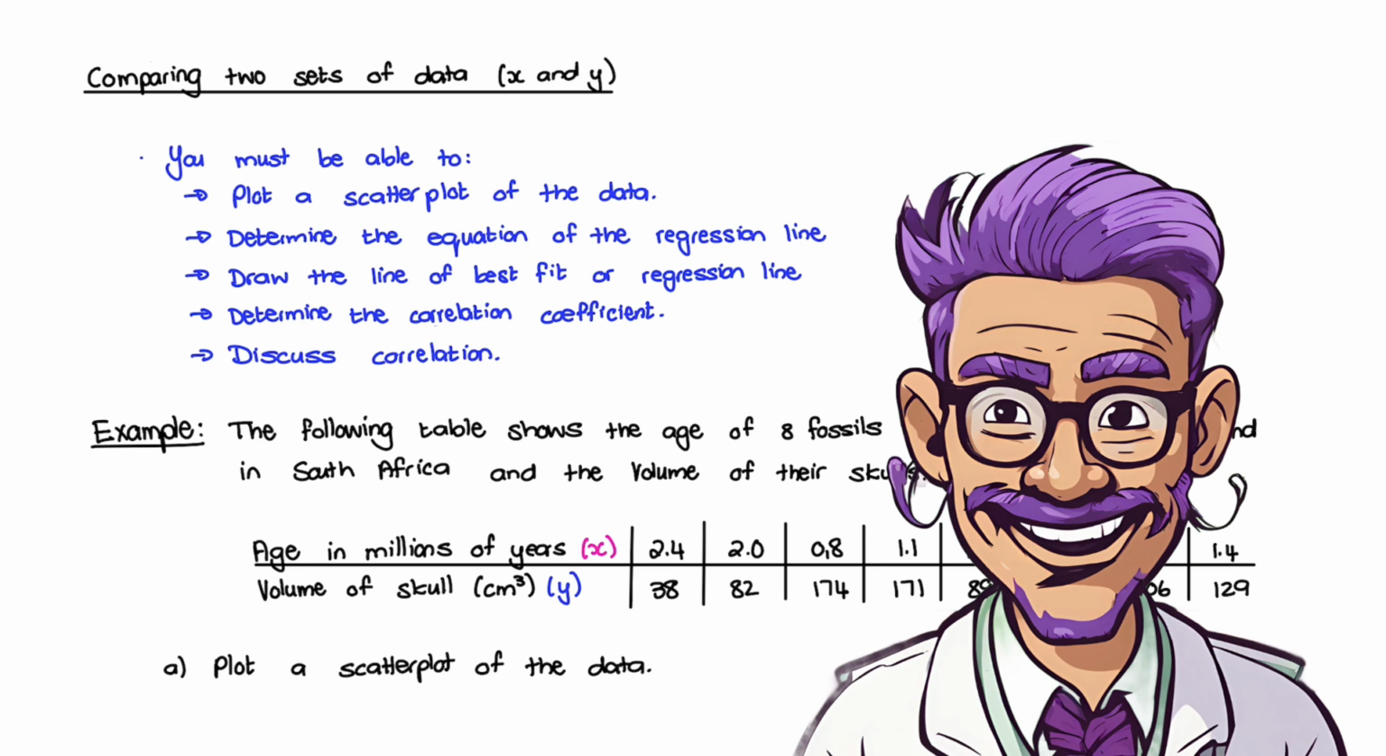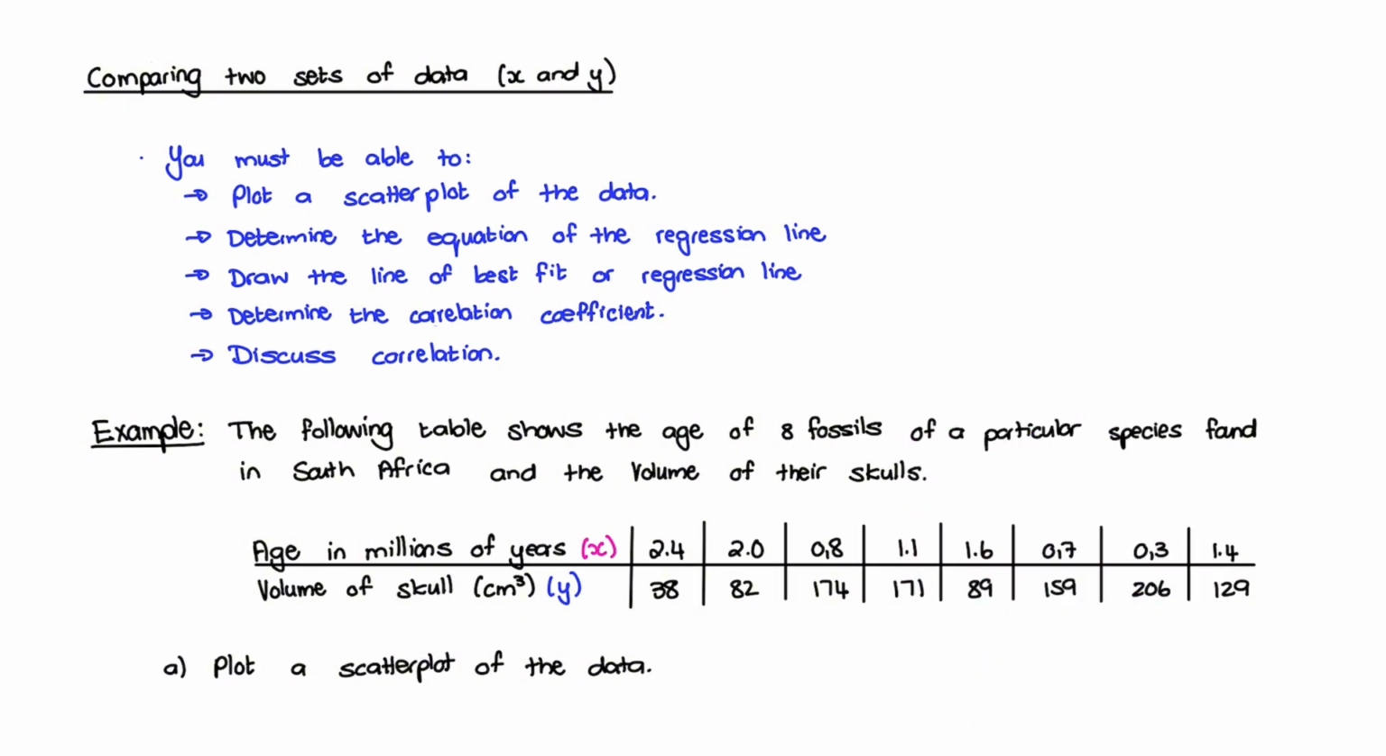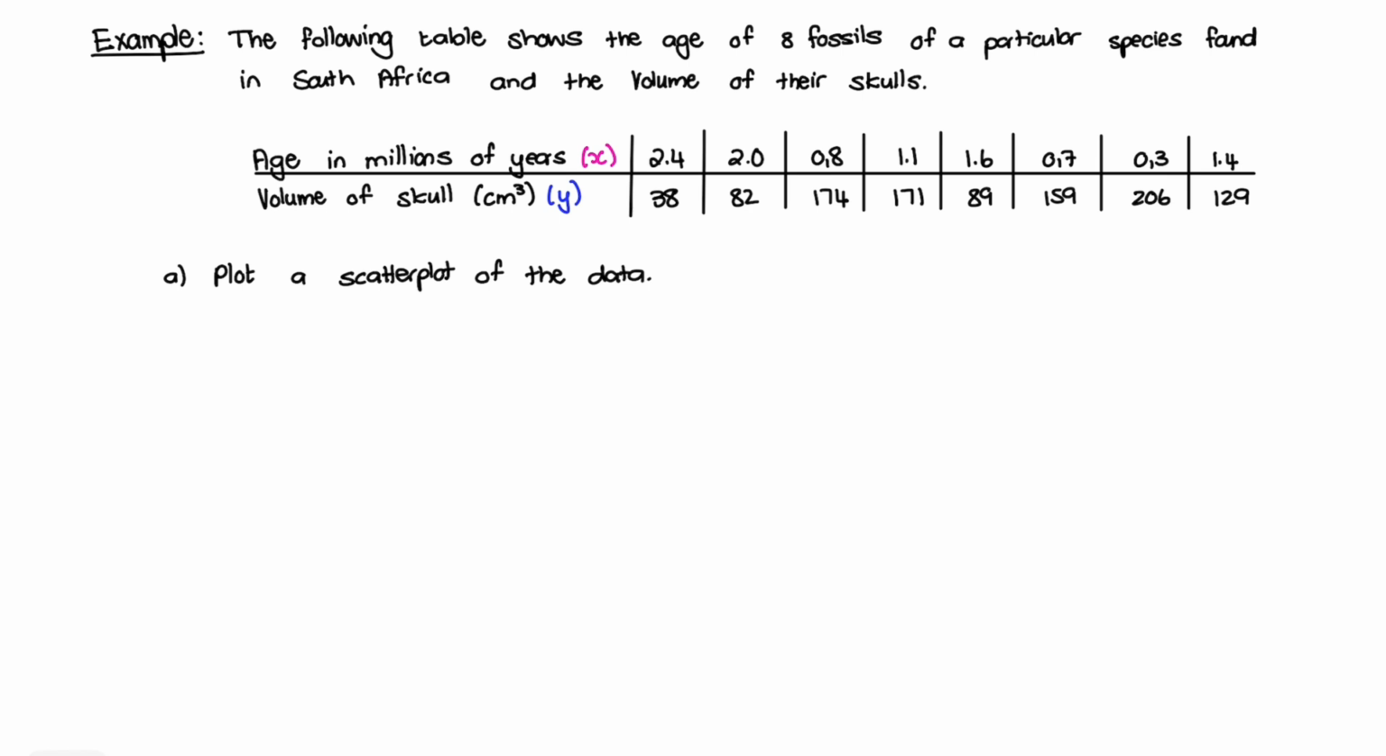And in this video, we will be comparing two sets of data, x and y. So by the end of the video, you'll be able to plot a scatter plot, determine the regression line, draw a line of best fit, determine the correlation coefficient, and learn how to discuss the correlation coefficient. So let us jump into our example.